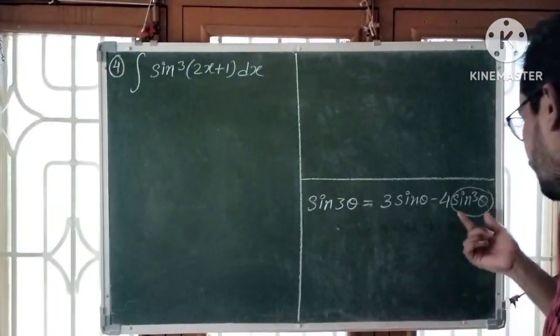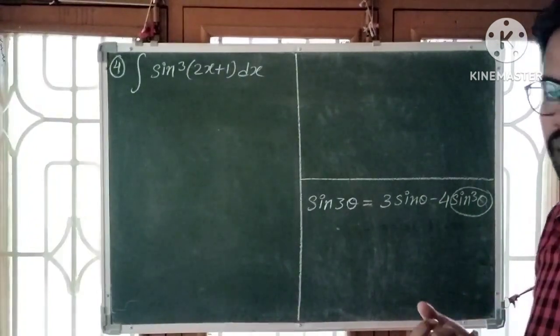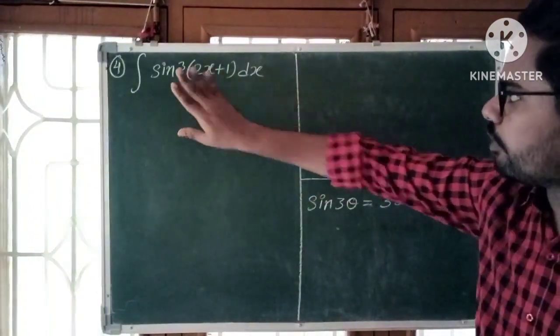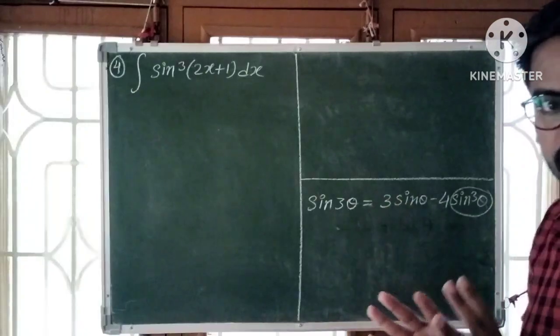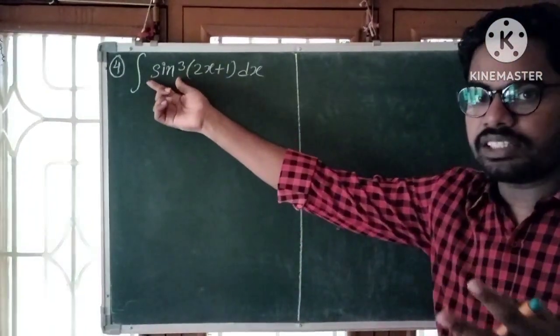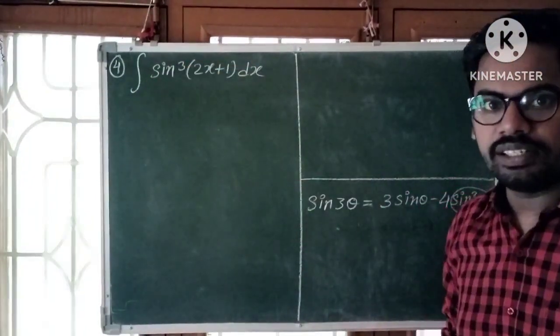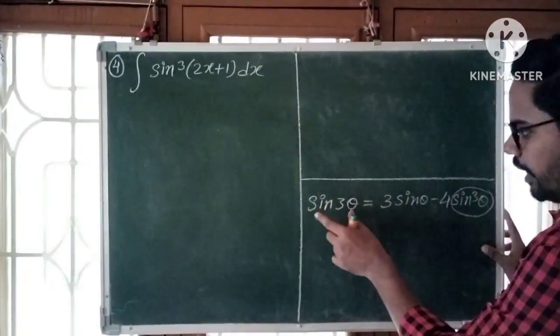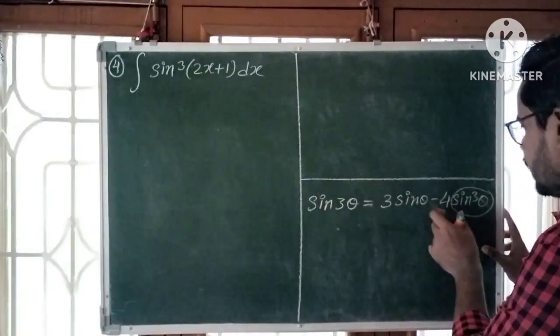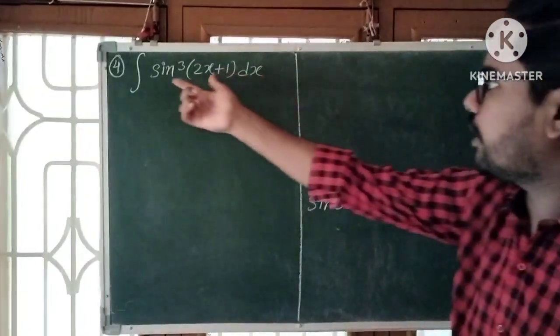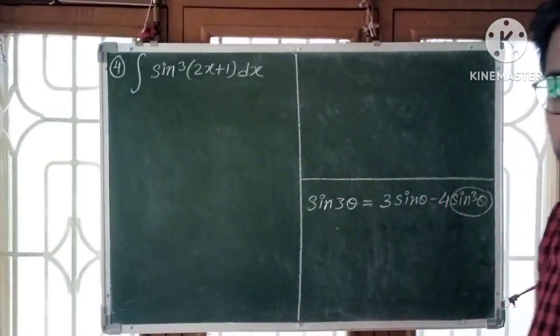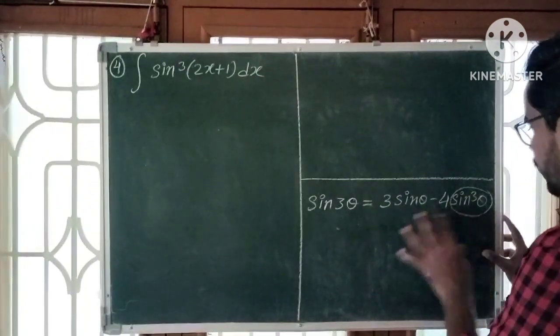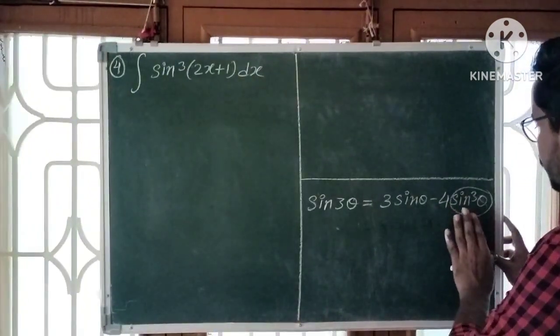Sine 3 theta has a sine cube theta term in it. So there is no direct formula for sine cube theta, no direct integration formula for sine cube theta. But using this multiple angle formula, sine 3 theta equals 3 sine theta minus 4 sine cube theta, we can find the integral of this function indirectly. We need only sine cube theta.